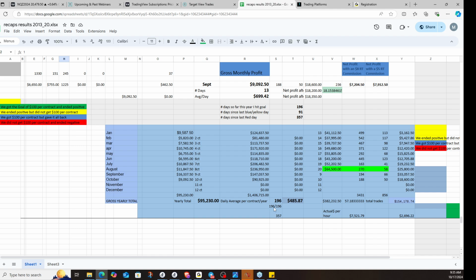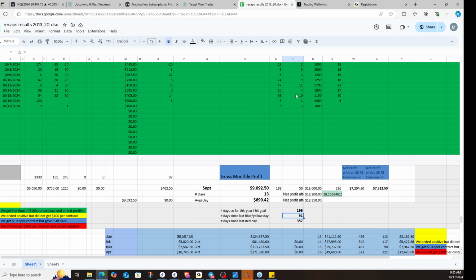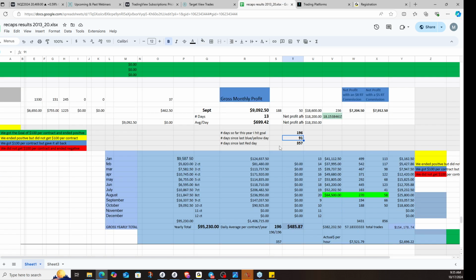So we've gotten our goal for the day on 196 out of 196 days. This 357. That is the number of days since we've had our last red day. Our last red day means we did not get $100 per contract, and we ended negative in the 2-hour session in the morning. Our last non-green day, which means we got our goal and we stayed positive, was 91 business days ago. We've hit our goal every day this year, 196 out of 196 days.